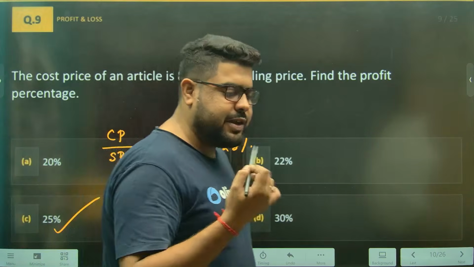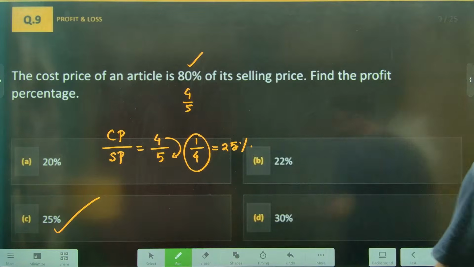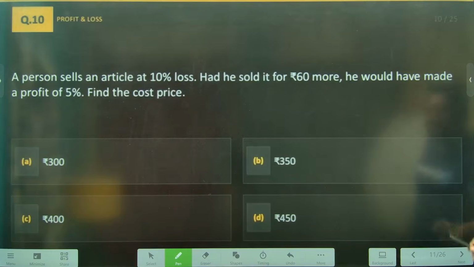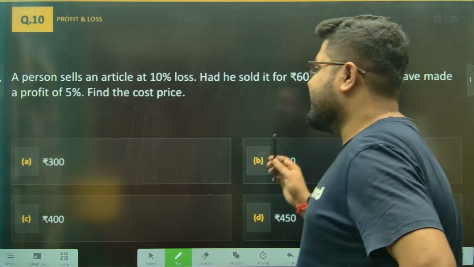25%. Something is wrong. Every answer is C. Okay, chalo. We have to solve the questions. Whatever is the answer, it's okay.